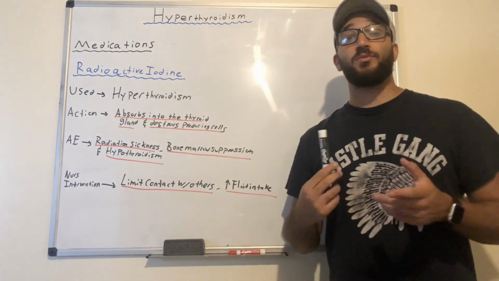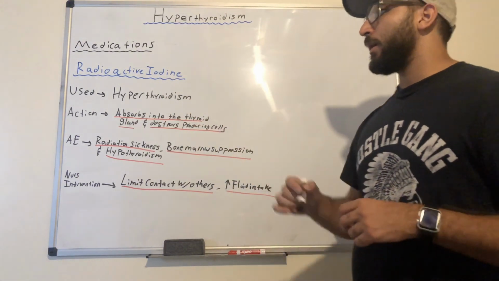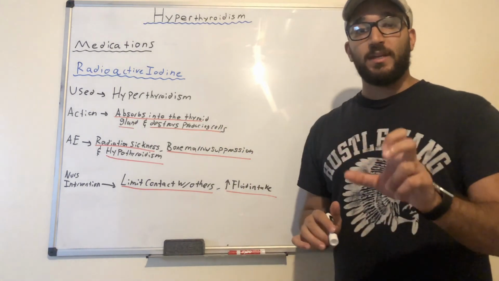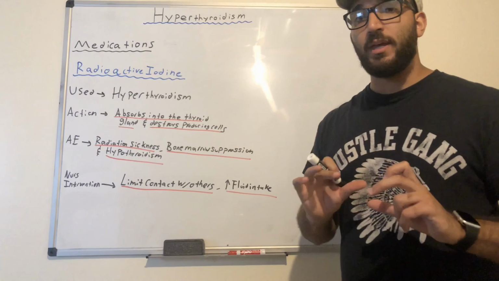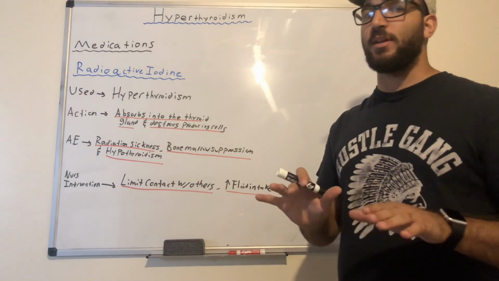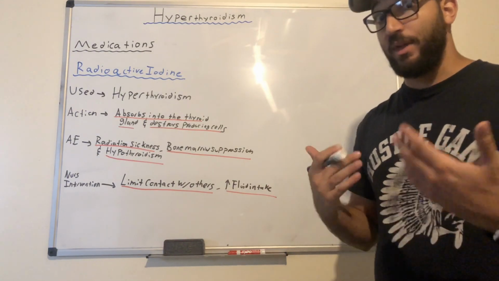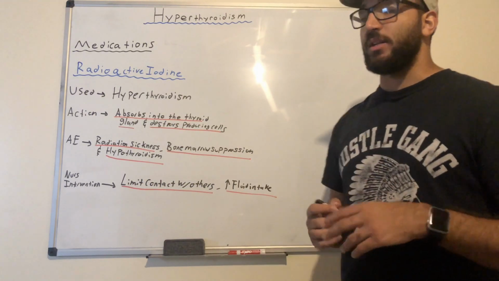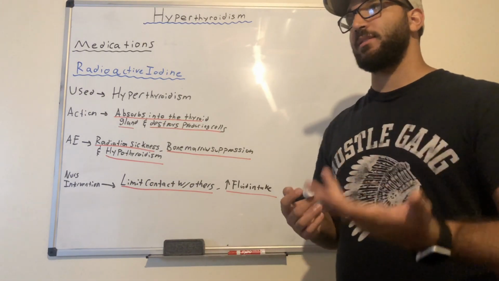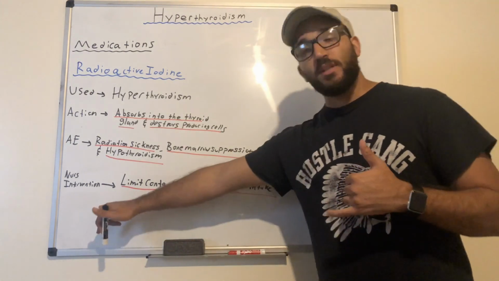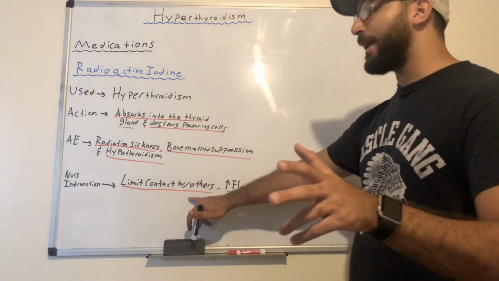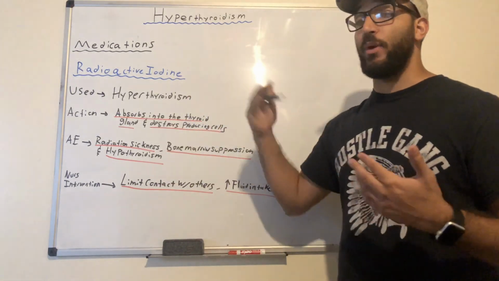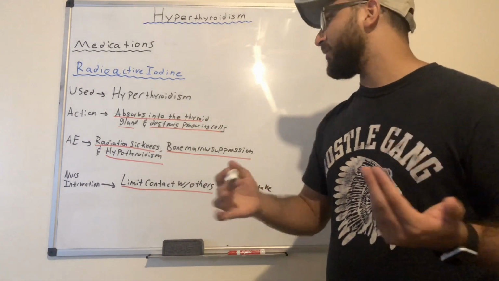This medication is used for hyperthyroidism. The mechanism of action is that this medication absorbs into the thyroid gland and destroys any producing cells that the thyroid would normally produce. The adverse effect of this medication is radiation sickness. The reason this is important is because a nursing intervention is to limit the contact with others. Now that this patient is taking radioactive iodine, they're considered to be radioactive.